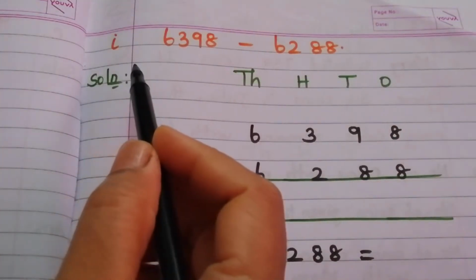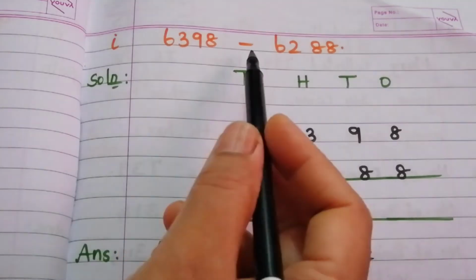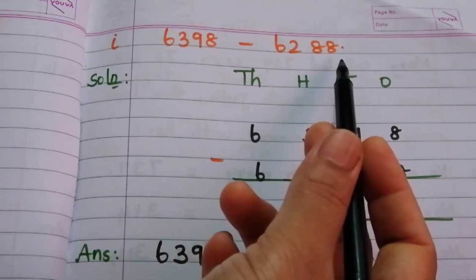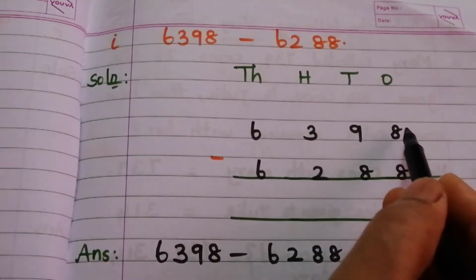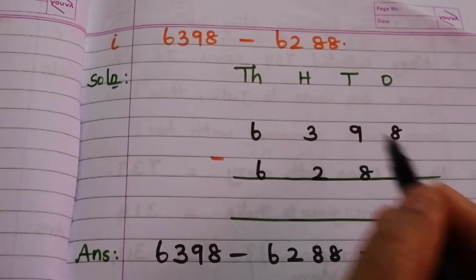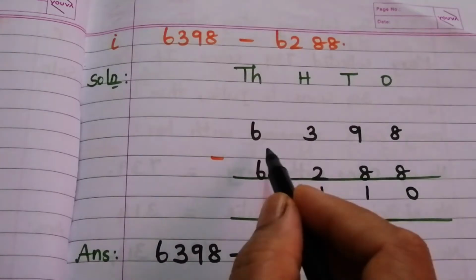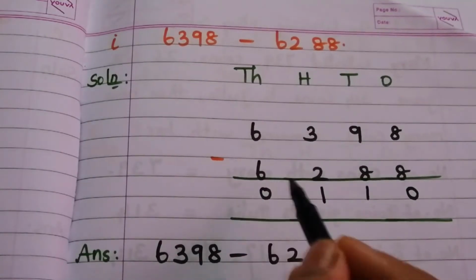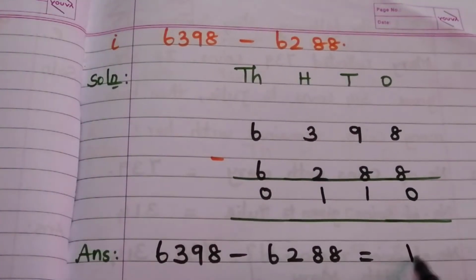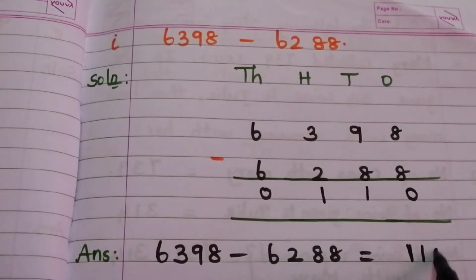I. 6398 minus 6288. Start from ones place. 8 minus 8 is 0. 9 minus 8 is 1. 3 minus 2 is 1. And 6 minus 6 is 0. So the answer is 110.